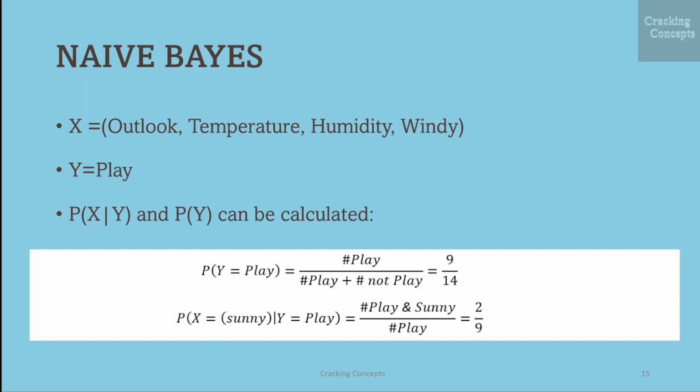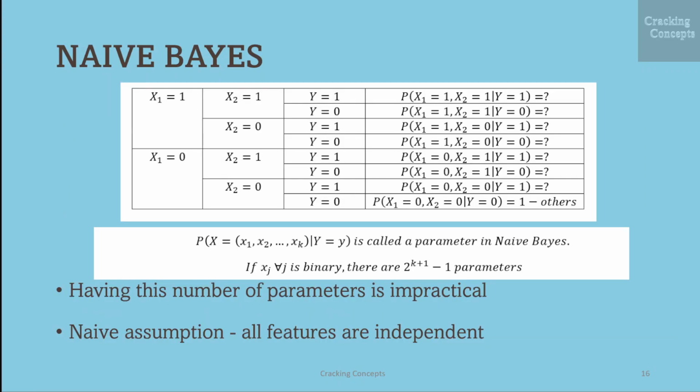Now p of x equal to sunny given y equal to play is written as number of play and sunny by number of play. From the table, we get the values as 2 by 9. Now theoretically, it's not hard to find p of x given y. However, it is much harder in reality as the number of features grow.